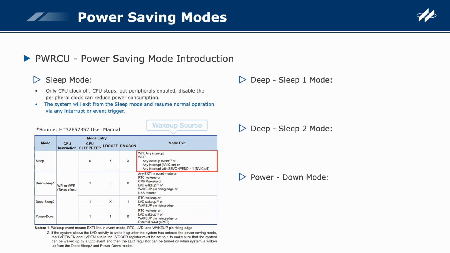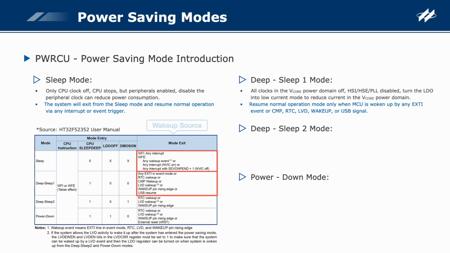In the sleep mode, only the CPU clock is off and the CPU stops operating, but the peripherals are enabled. Disabling the peripheral clock can reduce power consumption. The system will exit from the sleep mode and resume normal operation via any interrupt or wake-up event trigger.